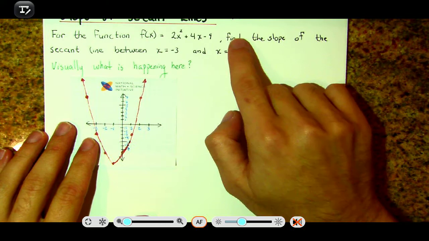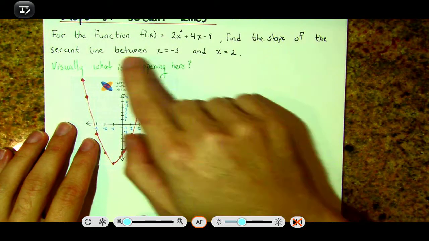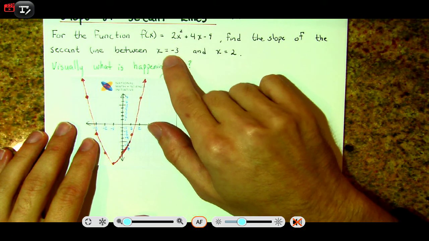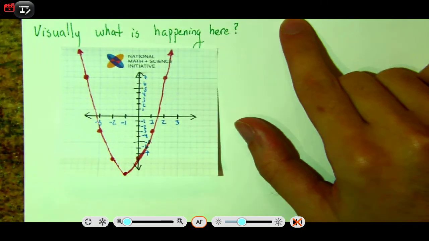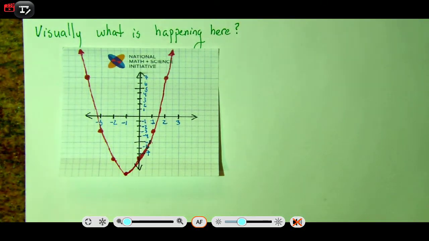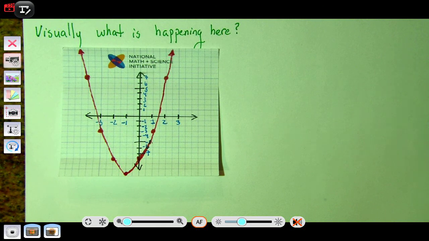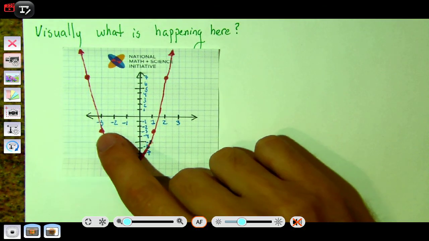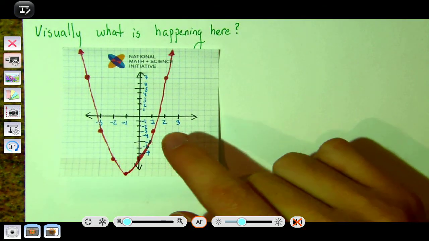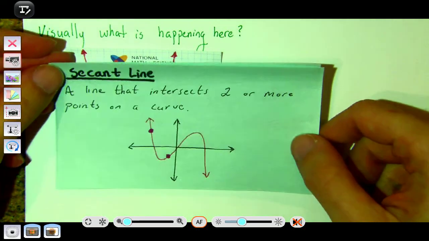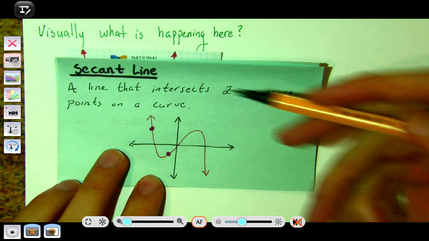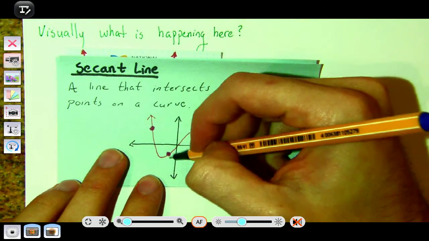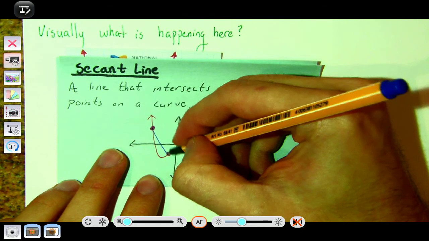Now it's saying find the slope of the secant line between x equals -3 and x equals 2. So if we take a look over here, let me just zoom in. Okay, that looks a little bit better. Here, we want to draw a secant line from x equals -3 to x equals 2. Just very quickly, what is a secant line? A secant line is a line that intersects two or more points on a curve. So if I have this curve and 2 points on the curve, this secant line just connects the 2 points just like that.